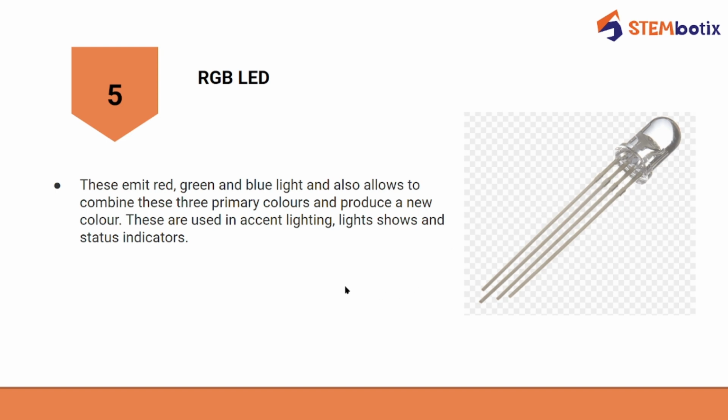So these are the LEDs which are capable of emitting red, green and blue light, and also they allow you to combine these three primary colors and produce a new color. These RGB LEDs are used in light shows, status indicators and accent lighting. So this is how your RGB LED looks like.